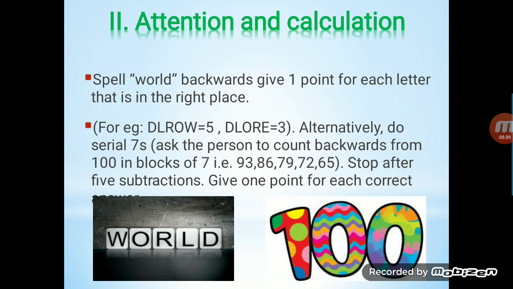Okay, so in the serial subtraction, you need to count from 100 minus 7, and for each correct answer you give 5 points. And in the attention, you tell the patient to spell any word. Here the word I have taken is whirl. If the patient can spell it correctly backward, you can give points according to how many letters the patient has spelled correctly. Alright, so this is about attention and calculation.